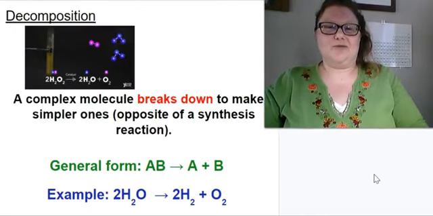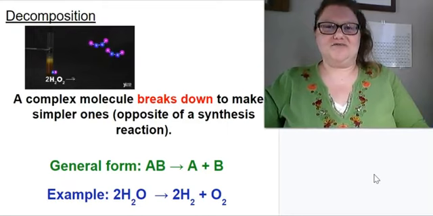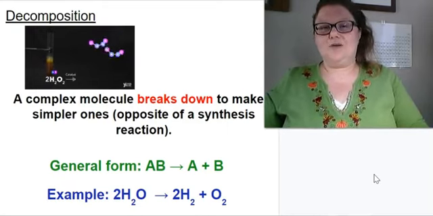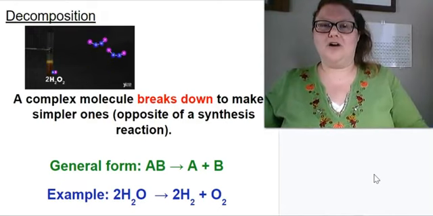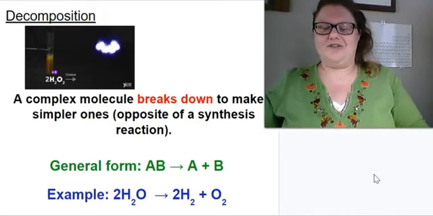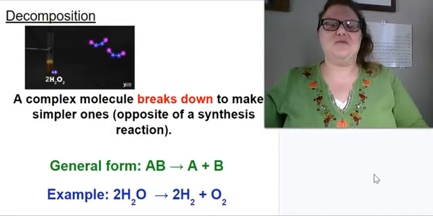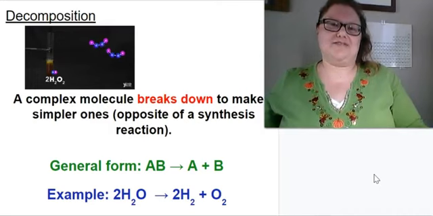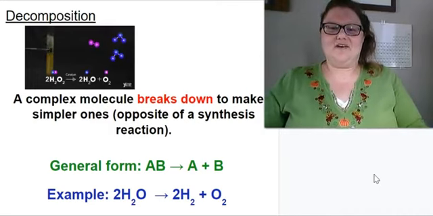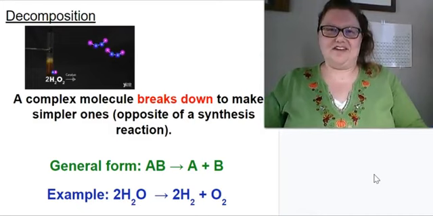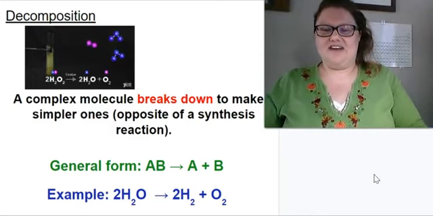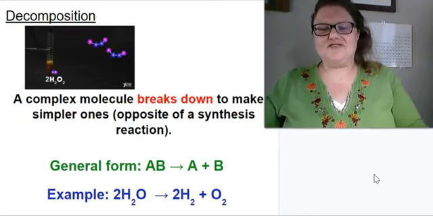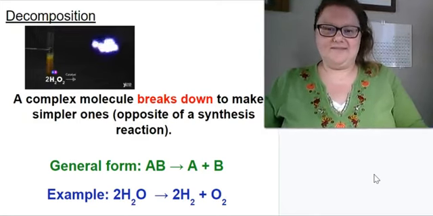Next, we have decomposition. A decomposition reaction can be thought of as the opposite of a synthesis. So with decomposition, we start with one reactant formula, and that substance breaks apart into different components. So we can look at the general formula down here and see it's represented by a substance AB that's bonded together, and then after the yield arrow, we see that it's been separated.